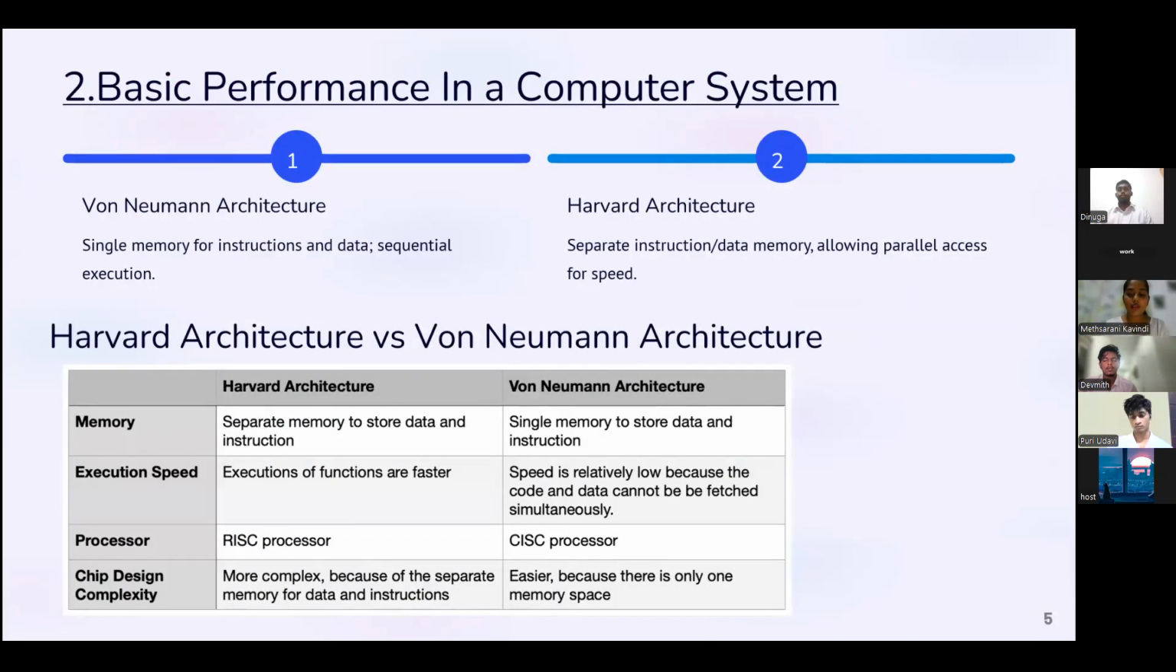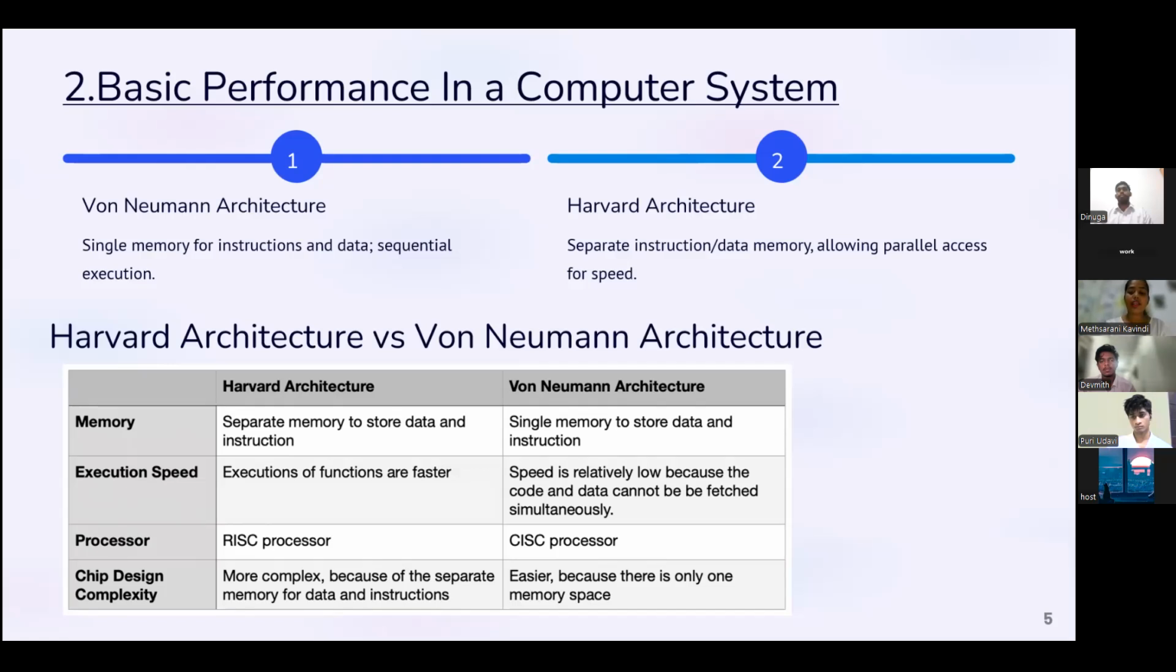Thank you, Dinuga. Now I will explain two important computer architectures. The first one is the von Neumann architecture. In this system, instructions and data use the same memory. Because of this, the computer can read only one thing at a time, and this slows down performance. This problem is called the von Neumann bottleneck. Next is the Harvard architecture. Here, the computer uses separate memory for instructions and data, so it can access both at the same time. This makes the computer work faster.